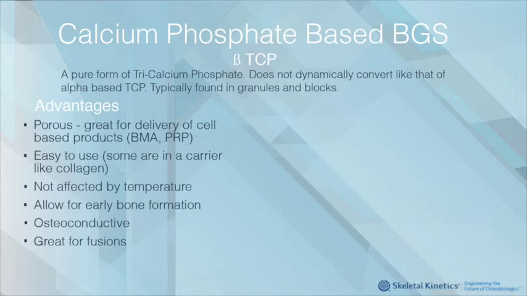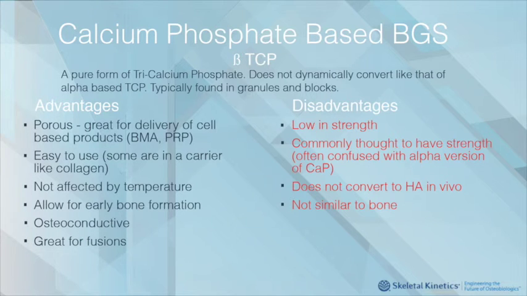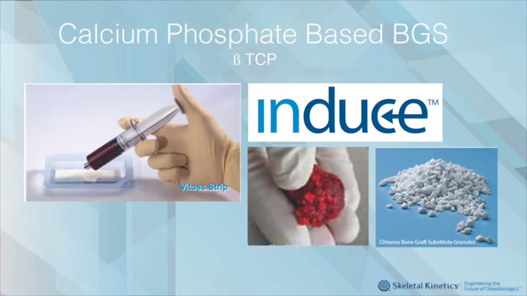It's not affected by temperature. It allows for early bone formation. It's only osteoconductive by itself, but when combined with other biomaterials, it's great for fusions. The disadvantages are it's low in strength. This is a common misconception because this is often confused as just being a calcium phosphate. But when you have strength-bearing grafts, those are the alpha versions. It does not convert to HA, and it is not similar to bone. Some popular beta TCP products include Vitas, Chronos, Mosaic, and Indus.